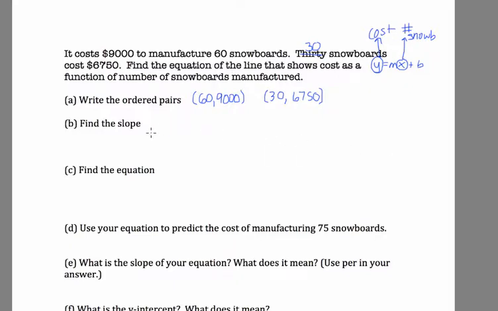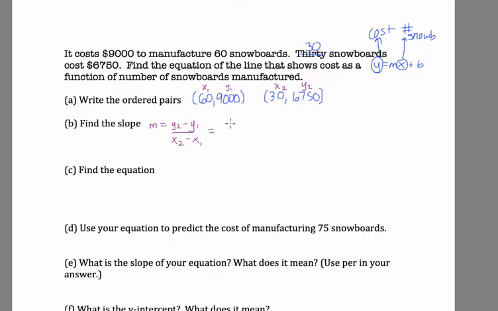Part B, find the slope. Well, I have 2 points, so I should be able to find the slope. The slope equation: y2 minus y1 over x2 minus x1. So label your points. Let's use this one as point 1, so this would be x1, y1. And label this as point 2, so this would be x2, y2. It doesn't matter which point is which, as long as your x2 and y2 go with the same point.